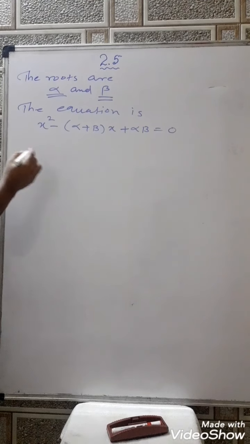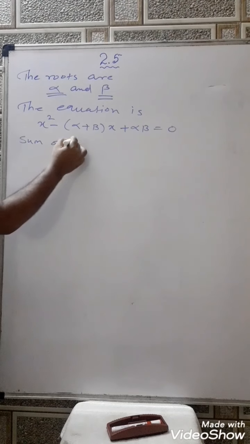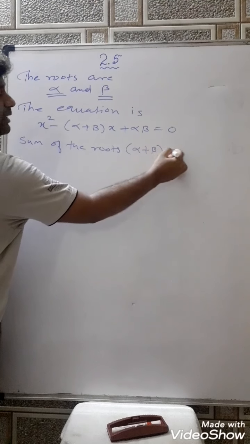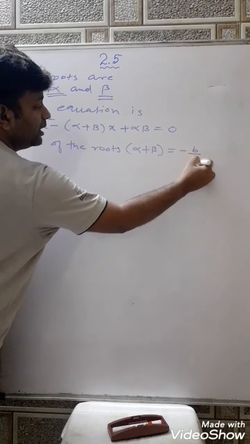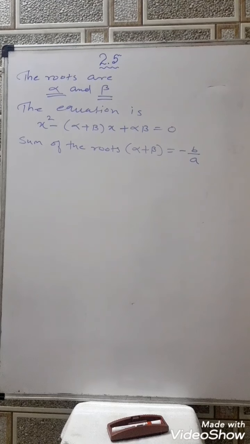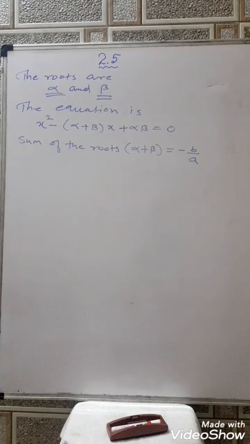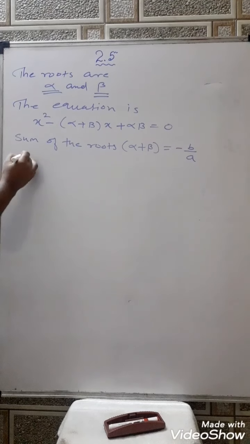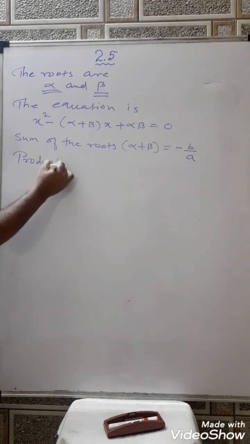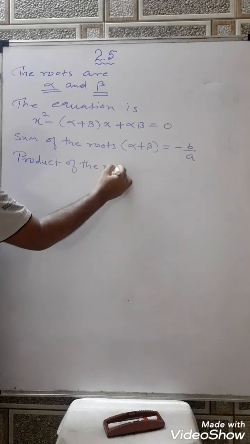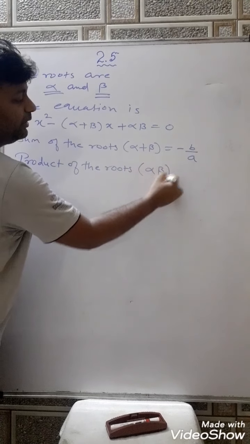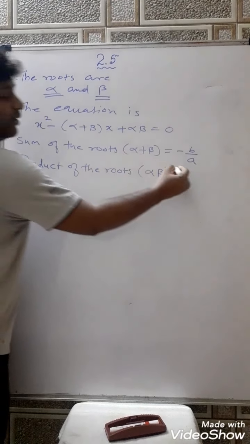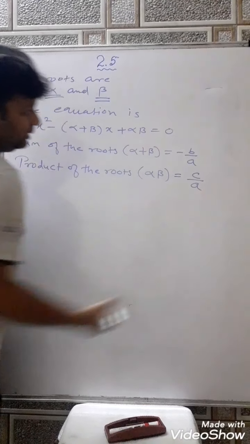Now what is the meaning of the sum of the roots? The sum of the roots, that is alpha plus beta, is equal to minus b upon a. This is the formula to find the sum of the roots. Then we find the product of the roots, alpha into beta. Here we multiply the roots, alpha multiplied with beta, which equals c upon a.